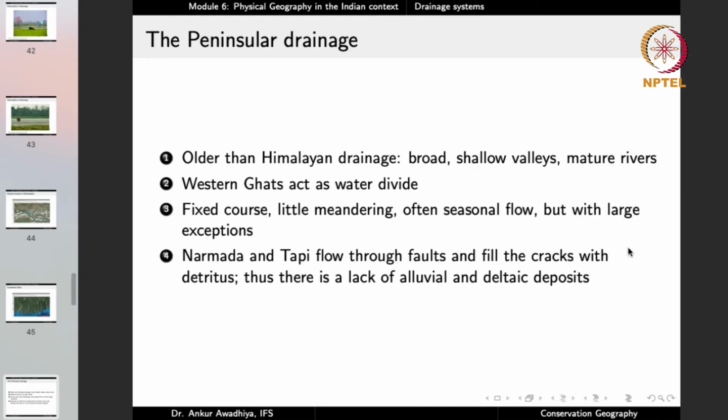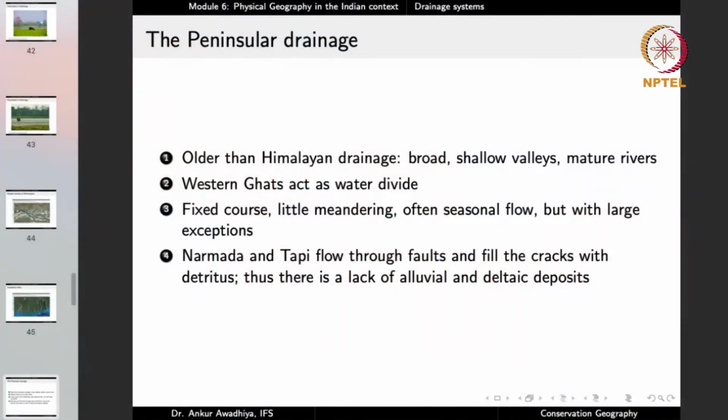Another drainage is the peninsular drainage that we find in the southern parts of our country. The peninsular drainage is older than the Himalayan drainage. Why? Because this drainage probably existed even when India was not a part of Asia. When the Indian plate was moving towards Asia, even then it had a certain amount of drainages, and these drainages still continue. So these are very old drainages, not like the small streams in the Himalayas.